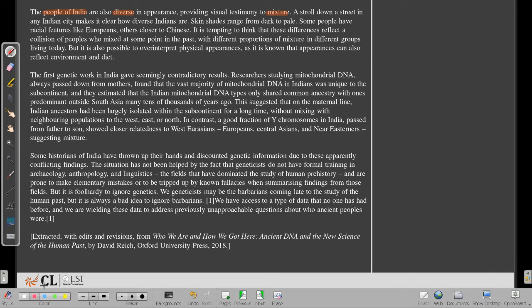But at this point in time, we need to see there is diversity in appearance. That's a claim that the author is making in the first sentence. And you look at the second and third sentence. A stroll down a street in any Indian city makes it clear how diverse Indians are. Skin shades range from dark to pale. Some people have racial features like Europeans, others close to Chinese. When you look at this part of the sentences, you see that it is illustrating that particular diversity. So this is kind of an evidence of the diversity that the author has presented here. That would be this part of the paragraph.